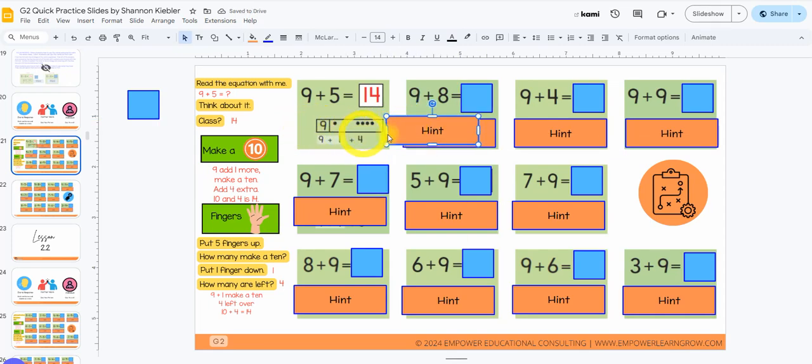So you can see that we can slide the hint card or we can just delete it altogether. So the student leader can click it, delete it, and then we go through it together. 9 and 1 makes a 10. Add 4 more makes 14. Then we go through and we can do it with our fingers.